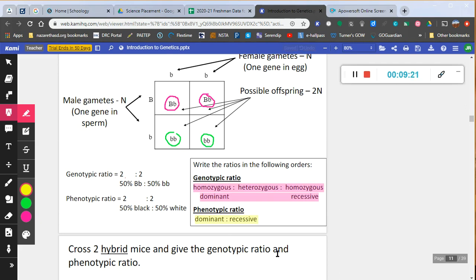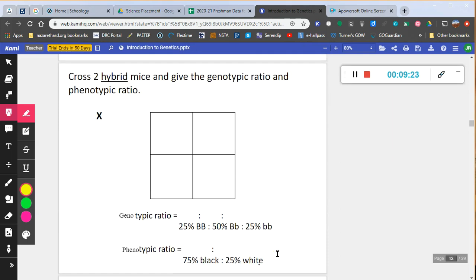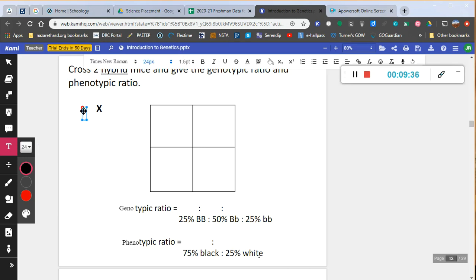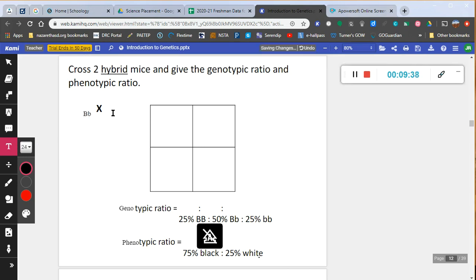Let's take a look at another example using the mice as well. This one says cross 2 hybrid mice. Okay. Well, hybrid is another word for heterozygous. So 2 hybrid mice would be capital B, lowercase b times capital B, lowercase b. Those are 2 heterozygous mice, or 2 hybrid mice. Both of these mice have black fur because they each have 1 copy of that dominant allele.